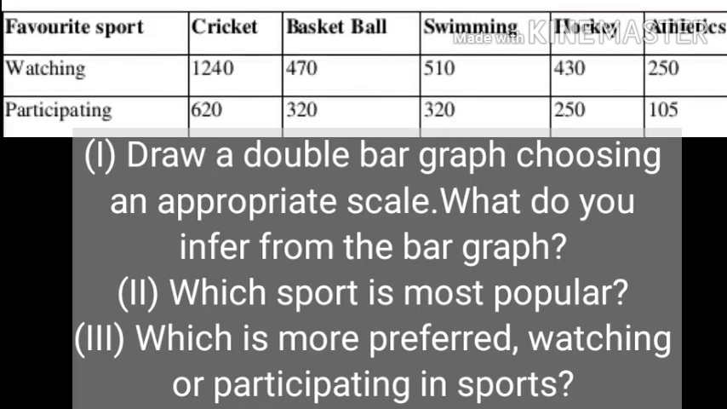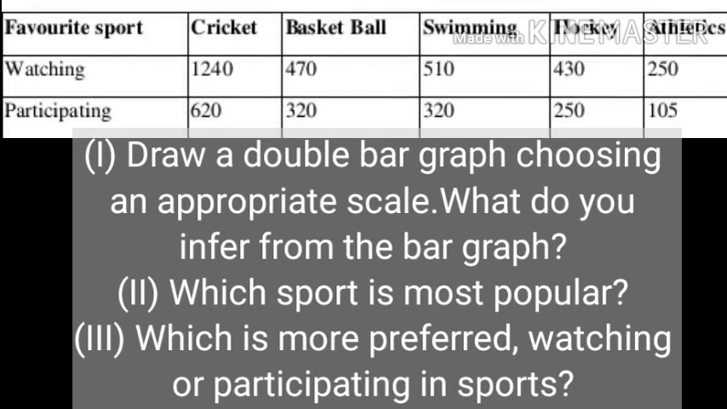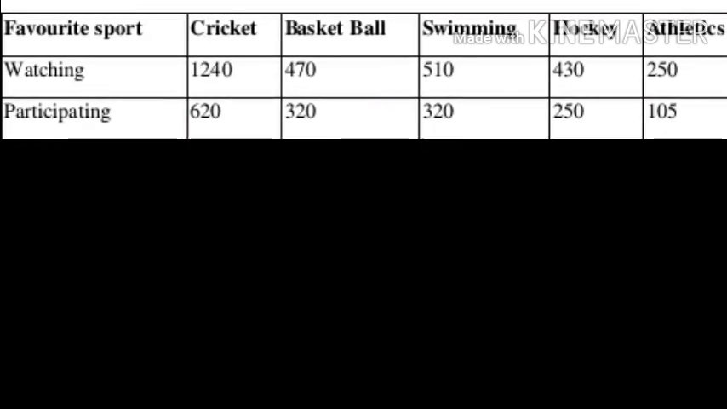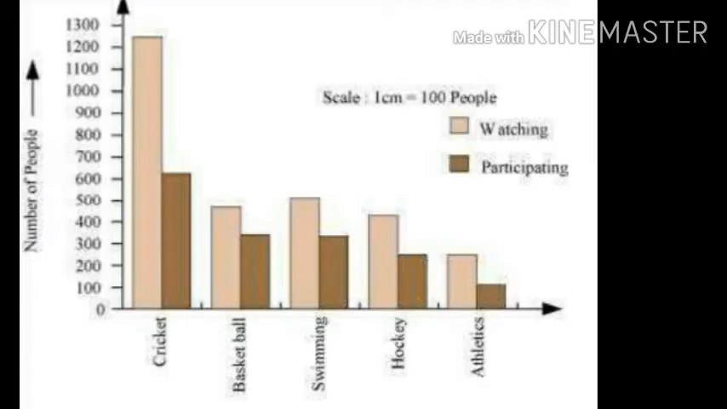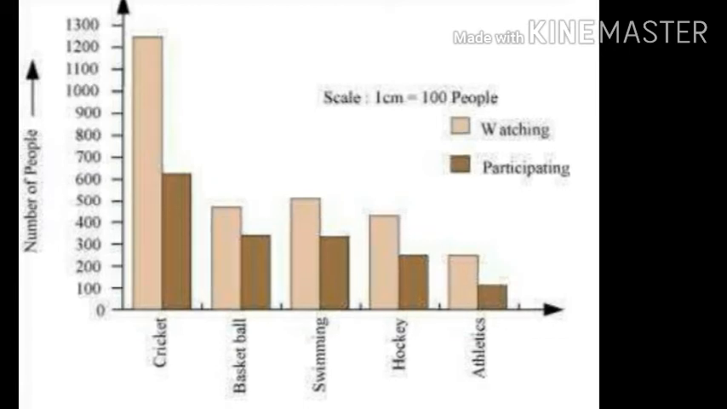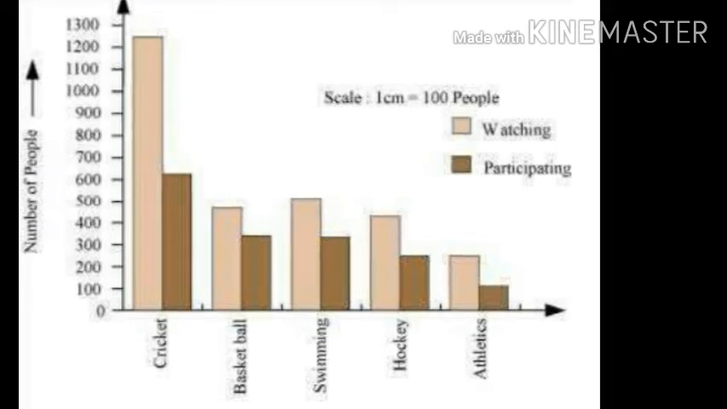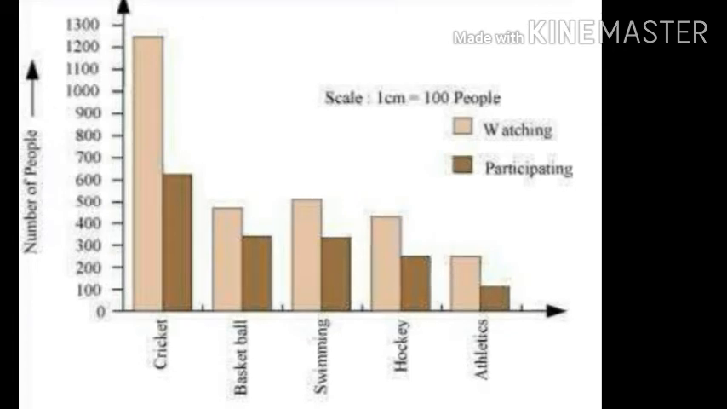Now we have to give the answer. Draw a double bar graph choosing an appropriate scale. What do you infer from the bar graph? Second, which sport is most popular? And third, which is most preferred, watching or participating in sports? Now, taking scale 1 centimeter is equal to 100 people, we draw the bars and write the number of people on the y-axis and the sports on the x-axis. Light brown color represents watching and dark brown represents participating in sports.